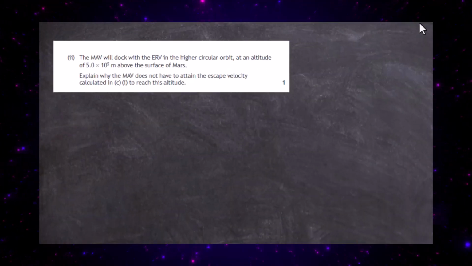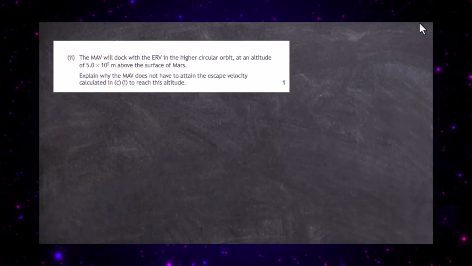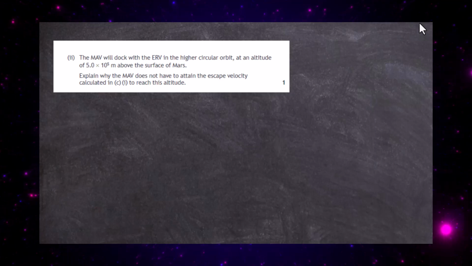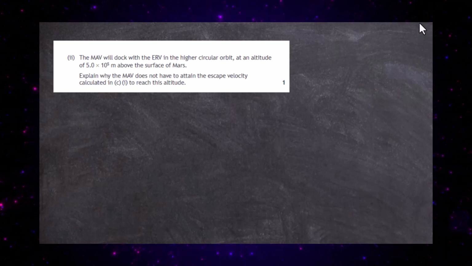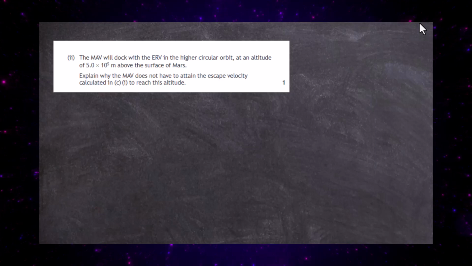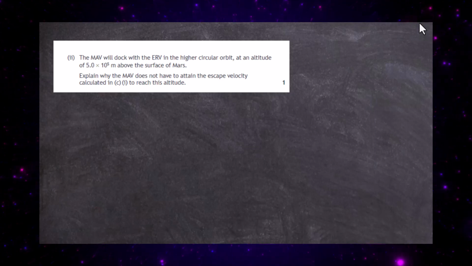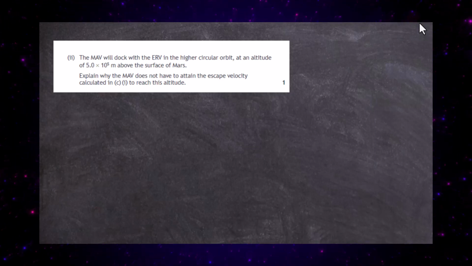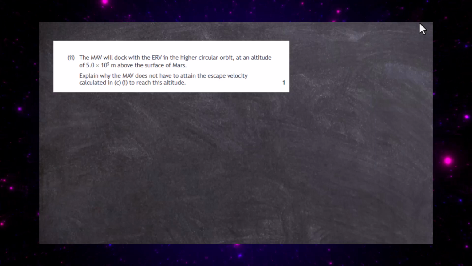Part 2. The MAV will dock with the ERV in the higher circular orbit at an altitude of 5 times 10 to the power 5 metres above the surface of Mars. For 1 mark, we're asked to explain why the MAV does not have to attain the escape velocity calculated in the previous part of the question.